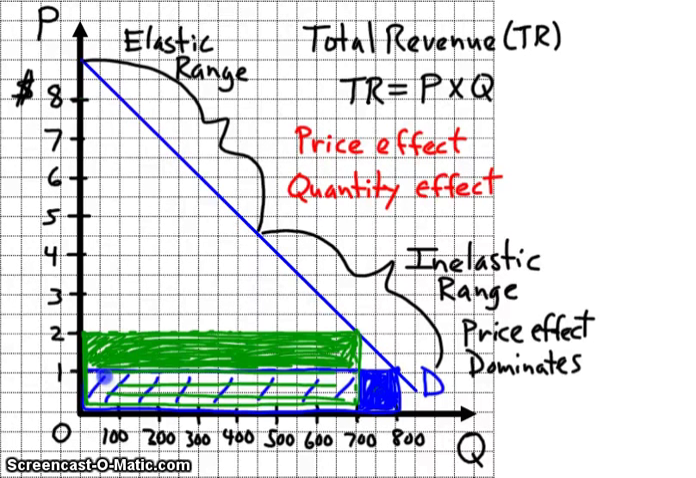So again, in the inelastic range, this will always be true. Picture the paperclip, right? The paperclip is not elastic, and so total revenue goes in the same direction as the price change. When the price goes up, total revenue goes up. When price goes down, total revenue goes down. And that's what's always true down here in our inelastic range. Now I'm going to clean this up, and then we'll see what it looks like in the elastic range.